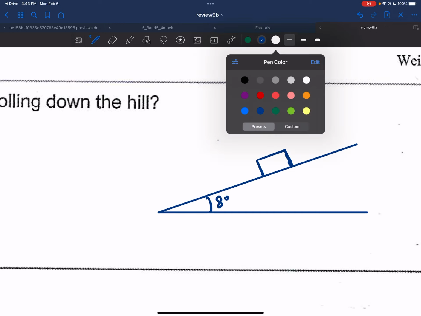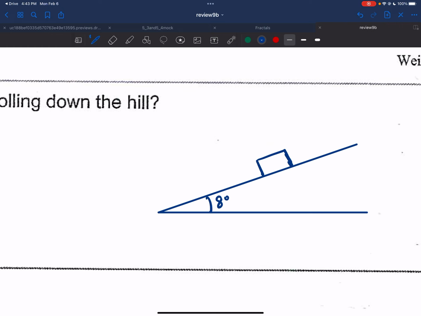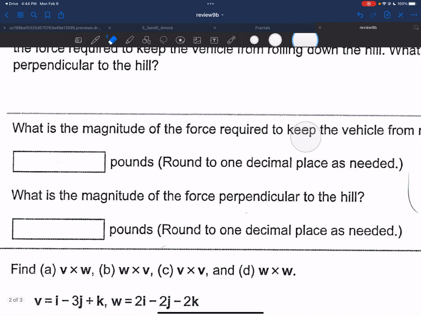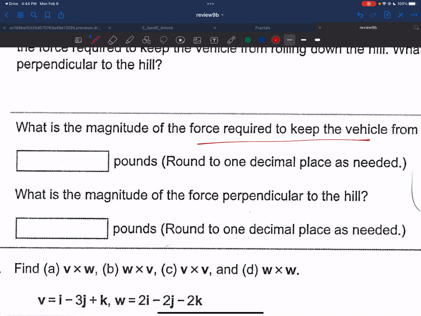Well, we all know that it's going to want to go this direction. So in order to keep it from rolling downhill, we have to do a force this direction that is equal and opposite to this one, right? So this is the force, and it's actually friction. So I'm going to go ahead and label it friction, force of friction. So that's the first one. What is the magnitude of the force required to keep the vehicle from rolling down the hill?